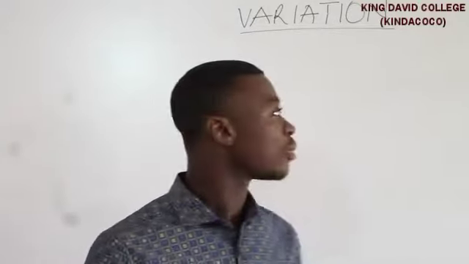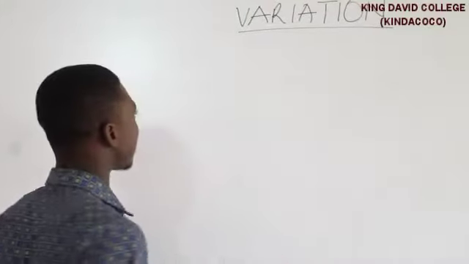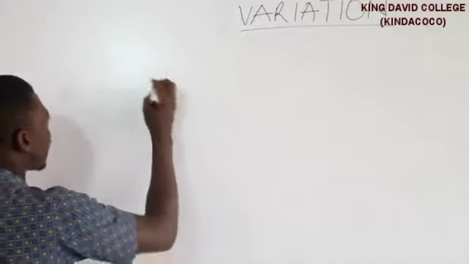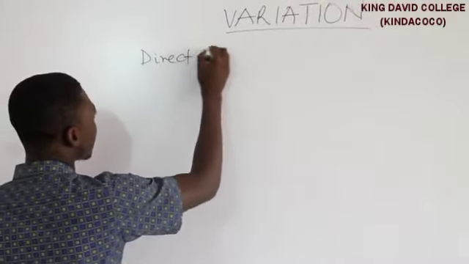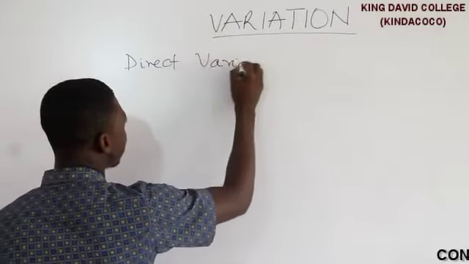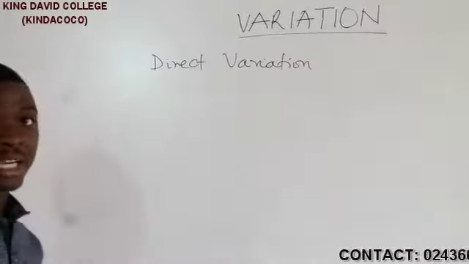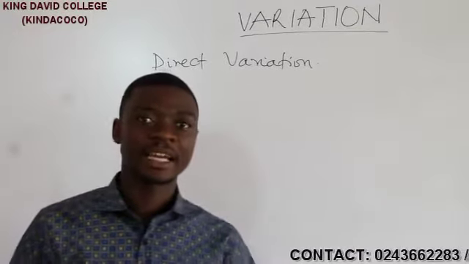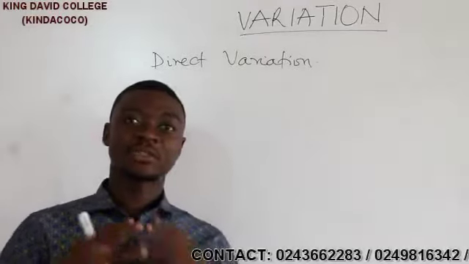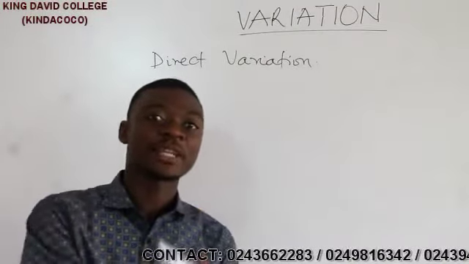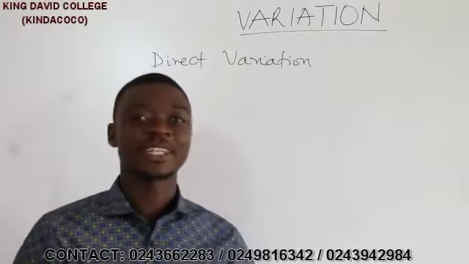We start from the first one, which is direct relationship or direct variation. Under direct variation, like I earlier explained, the two quantities have a direct relationship. So as this is rising, this is also on the rise.